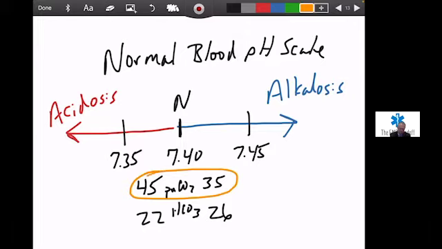I want to make sure I point that out, because if I get a number that is above 45, like 50 over here, then we know that that is acidosis. If I get down below, let's say that number is down to 30, then I know that I'm blowing off that CO2. I'm getting rid of that primary acid substance in the body. That makes me alkalosis.